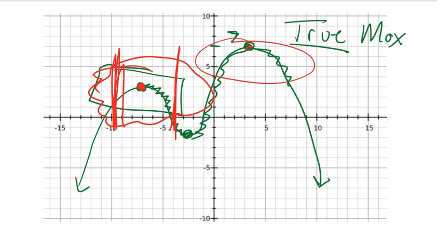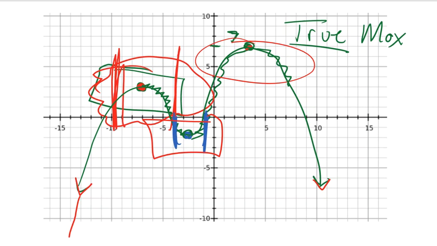Now, because these arrows are both going down forever, there is no absolute true min because this is going down, down, down. So there's not one point that is truly lower than every other point because those lines are going down forever. So there's no true min or absolute min in this graph, but this right here would be a relative min. Because relative to this general area right here, this point right here is lower than all the others.